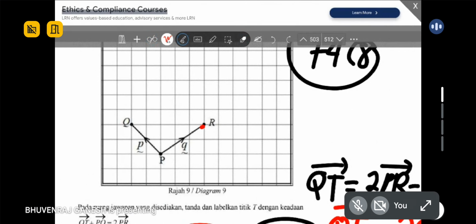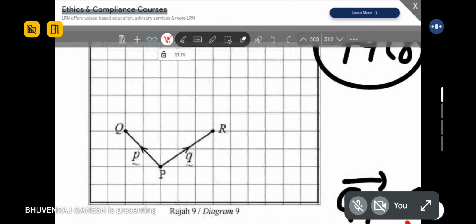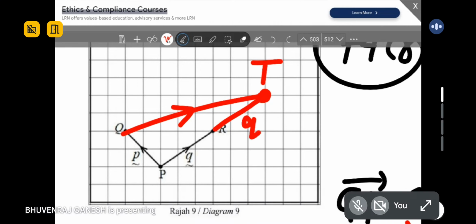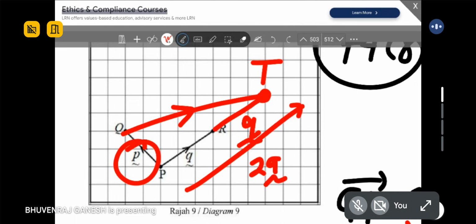So if you get 2Q, it means you must extend like this. 2Q. Wait, 1, 2, 3. So it should be over here. Can you see, guys? If QT is like this, it means that this one is also Q. So total 2Q and then minus P.